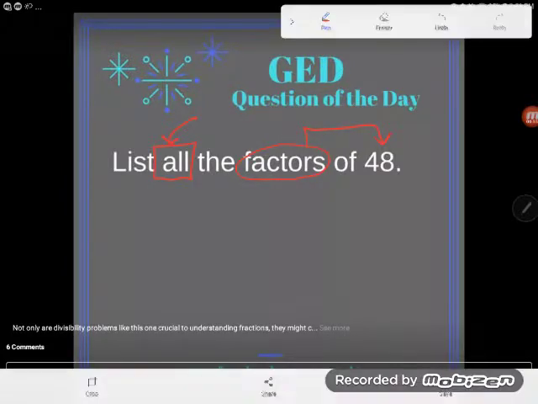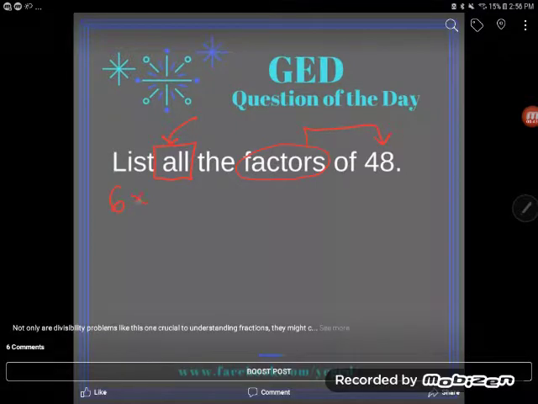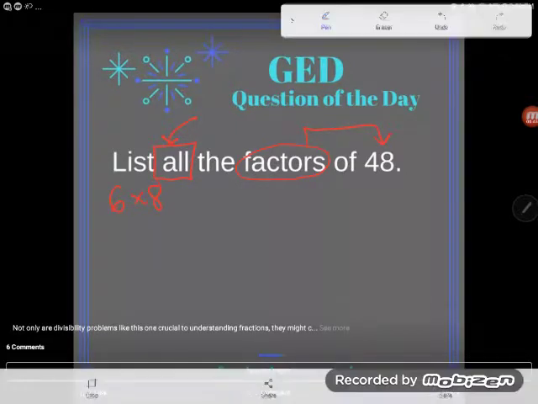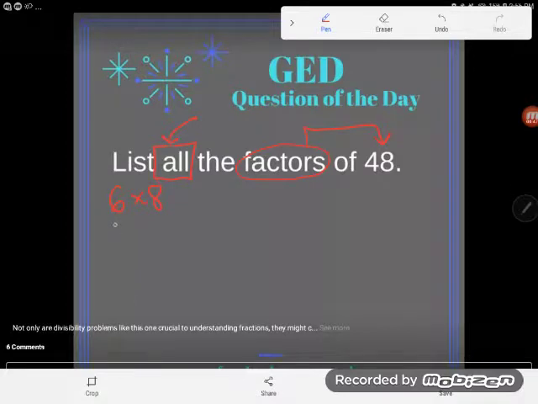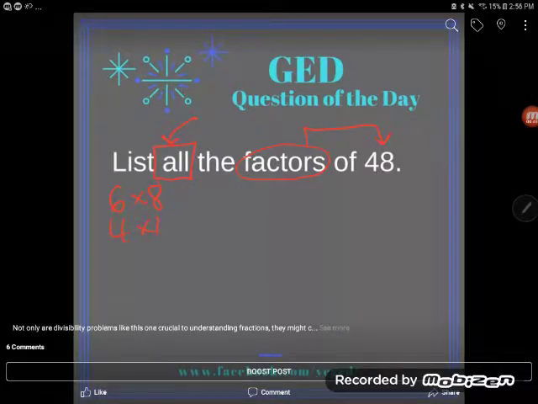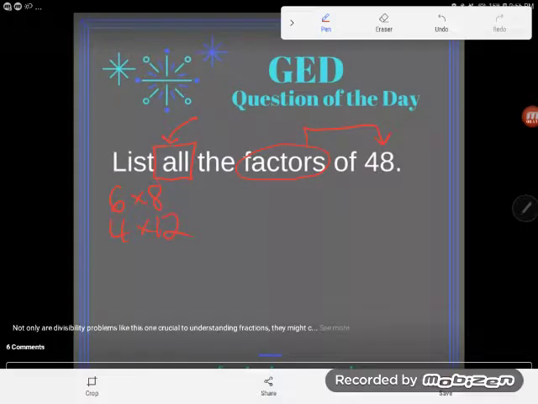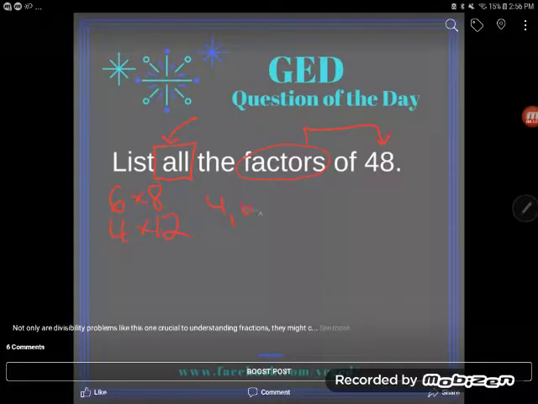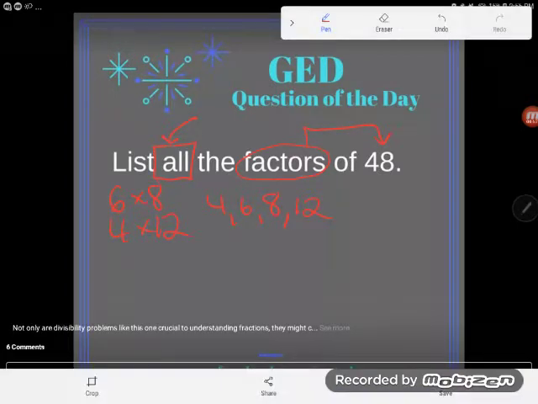advise that you don't just use the think-real-hard-about-it method that a lot of students use. A lot of students will say, oh yeah, 6 and 8. And maybe they'll even know their 12 times table, so they'll say 4 and 12, and then they'll tell me those are the answers: 4, 6, 8, and 12. Even though those are all factors of 48, they don't represent all the factors of 48.